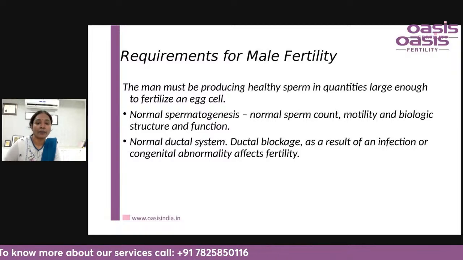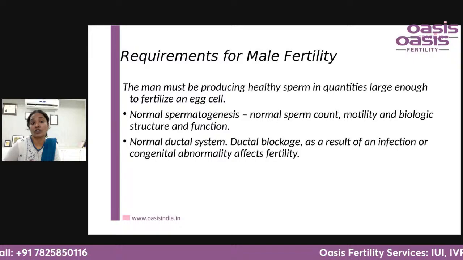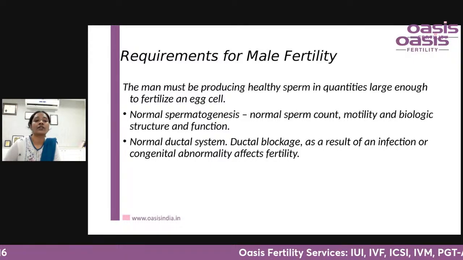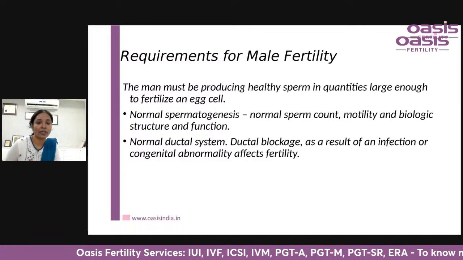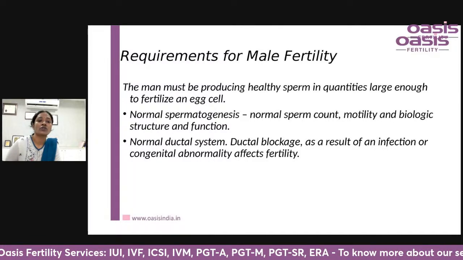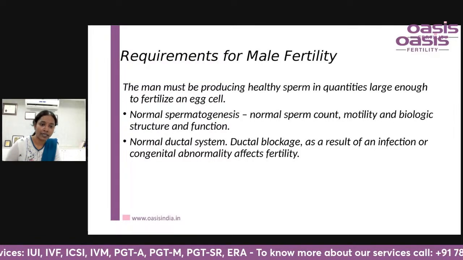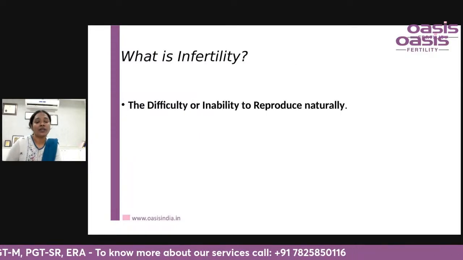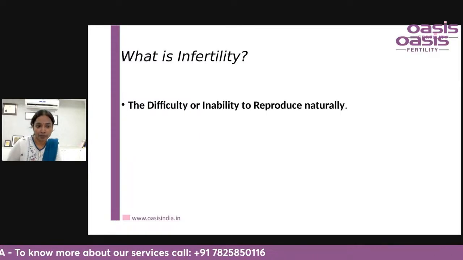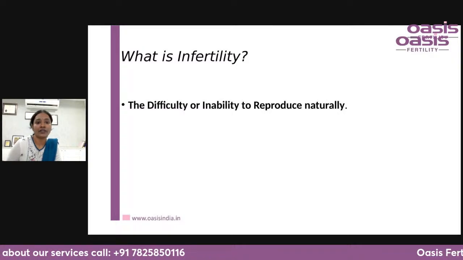Similarly, the requirement for male fertility is that the man must be producing healthy sperm in sufficient quantities to fertilize, and there should be normal spermatogenesis and a normal ductal system. There should not be any ductal blockages because of an infection or because of a congenital abnormality, so that it maintains a male's fertility. Whenever a couple presents with fertility problems, not all of them will have infertility.